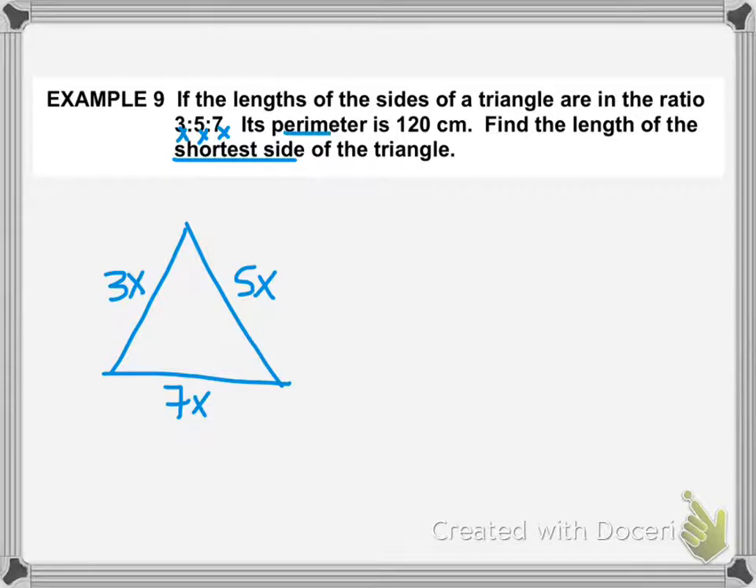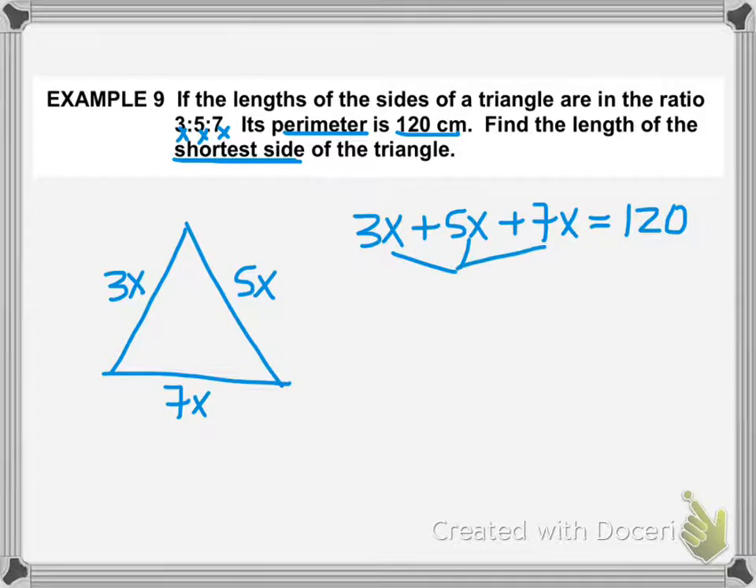If we add these up, the perimeter is supposed to equal 120 centimeters. So we can make an equation like this: 3x plus 5x plus 7x equals 120. Now that we've made an equation, we can solve for x, and once we know what x is, we can plug it back in to find the shortest side. So the first thing we want to do here is combine these three like terms, 3x plus 5x plus 7x. Those all combine to make 15x. And then the last thing we'd want to do here is divide both sides by 15.